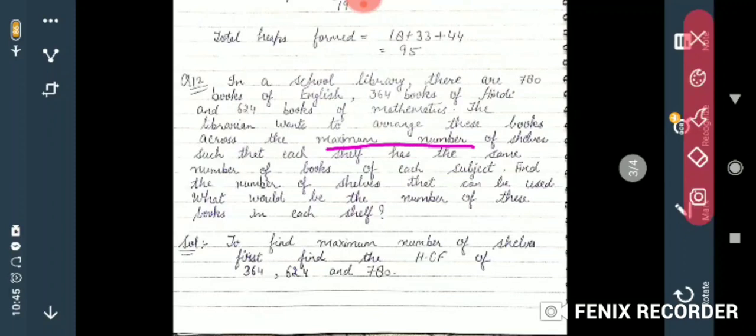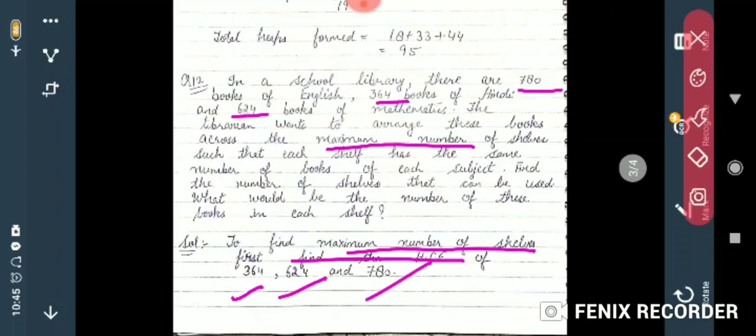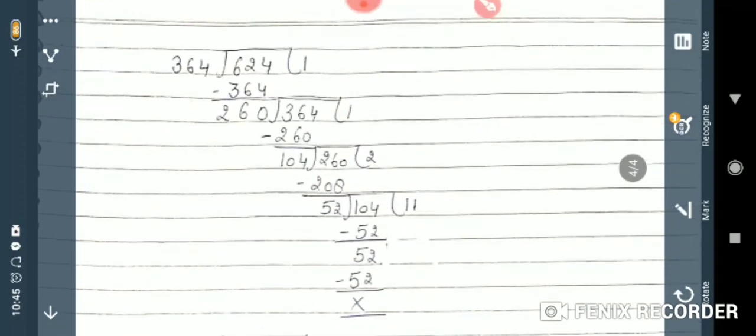You have to find the maximum number of shelves. So to find that, first you have to find the HCF. As these three numbers are not arranged in ascending order, first arrange them in ascending order. First 364, that means Hindi books, then 624, that means mathematics books, then 780, that means English books. So let's solve. Let's find the HCF. First we will find the HCF of 364 and 624.